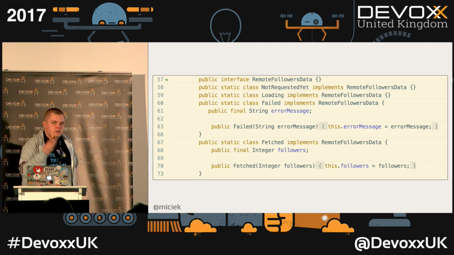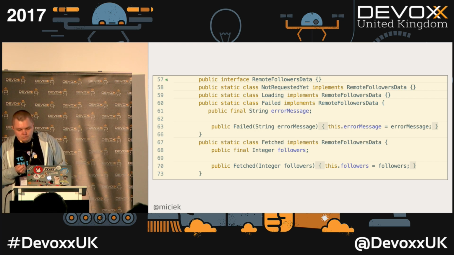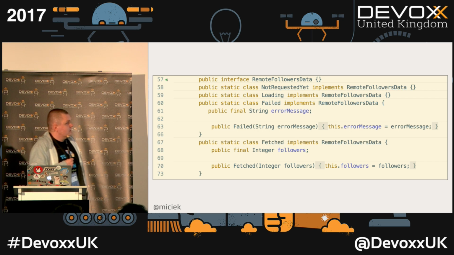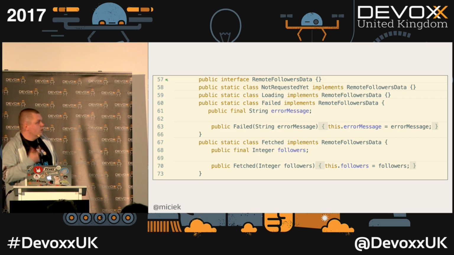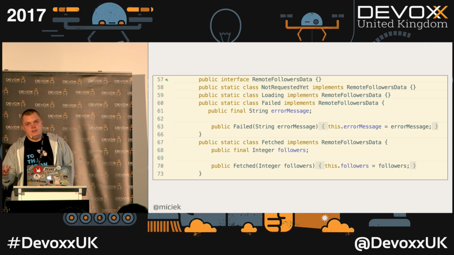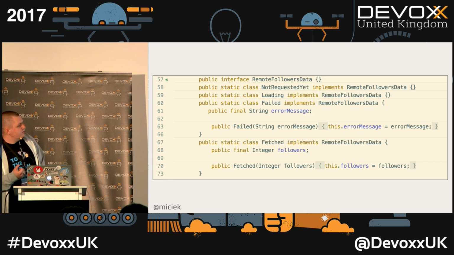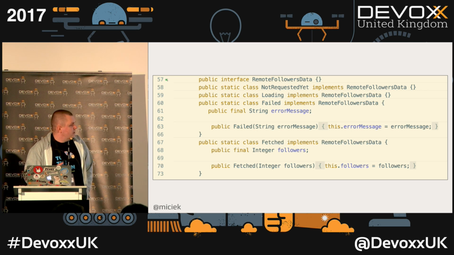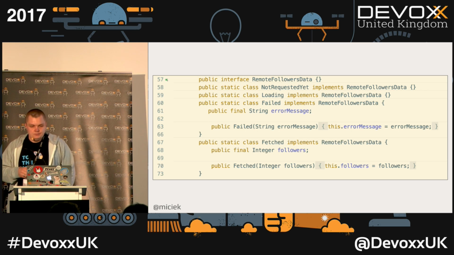And it has 4 different types. So it's a sum type. It can be either not requested yet, it can be loading, it can be failed and convey the error message, or it can be fetched and convey the integer of followers.